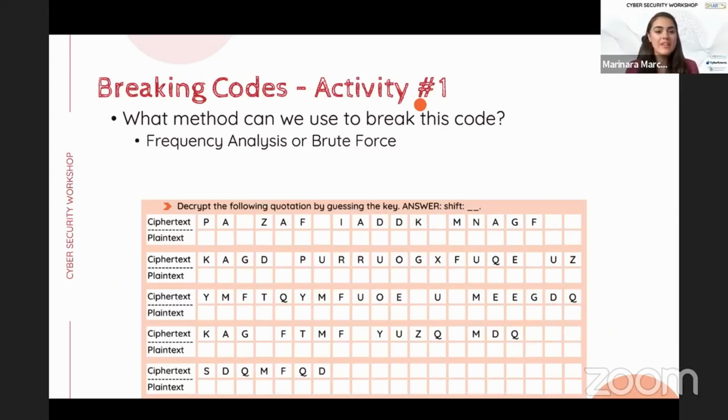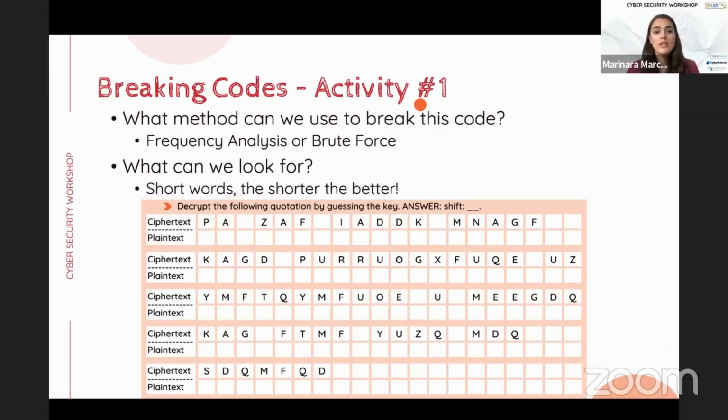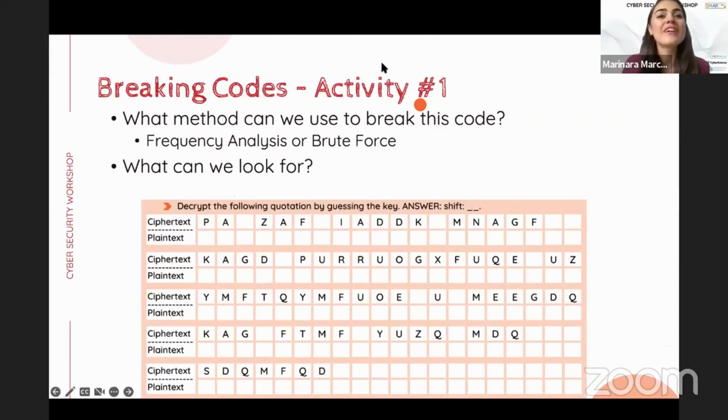Okay, so great suggestion there. So how do we start this? What can we look for? So first thing, yeah, go for it, Alex. I saw you have your hand up.